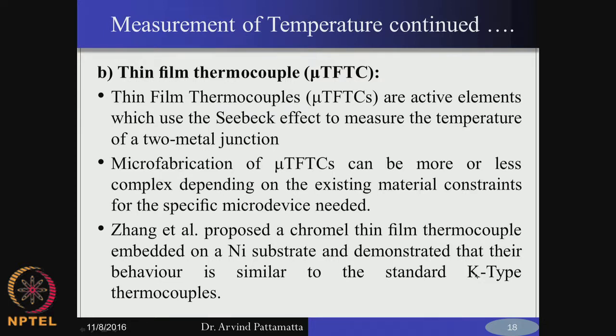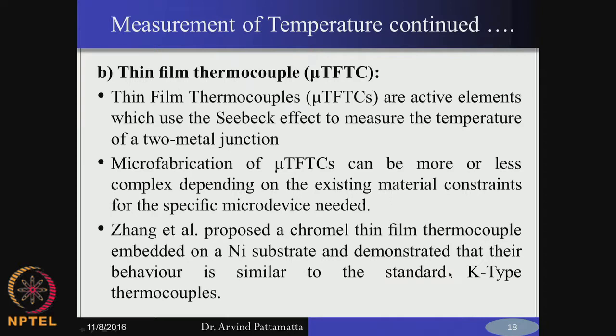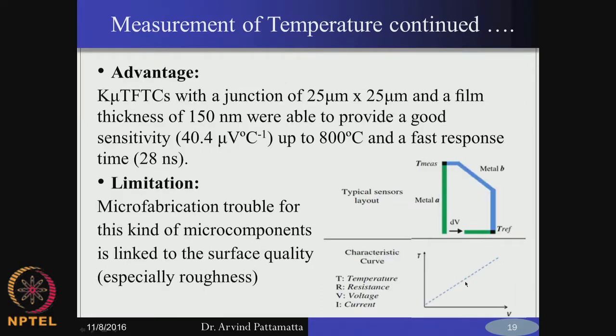Okay. So, some of the common ones which are used are chromel thin films. You have a nickel substrate and you have chromel thin film thermocouples. These are some of the materials that can be used as K type thermocouples. Okay. So, if you want to make a junction of 25 micron by 25 micron, this is the biggest challenge actually. Therefore, the principle is similar.